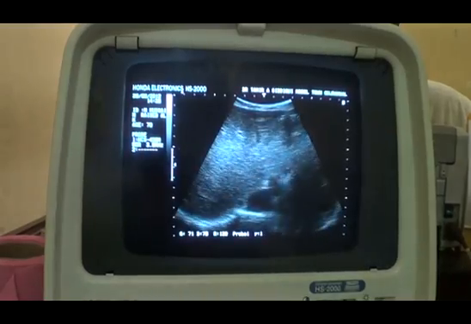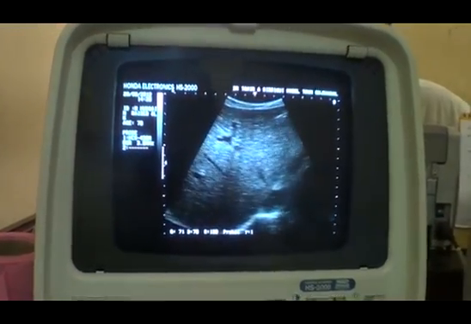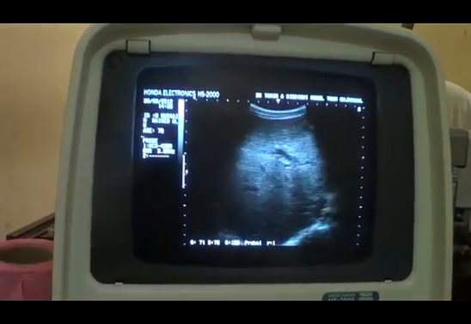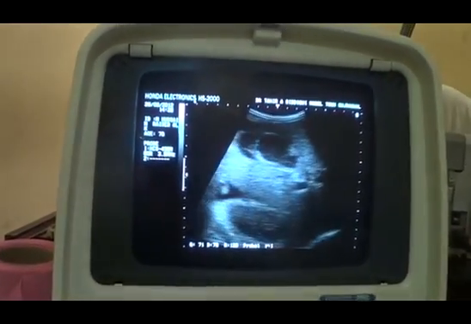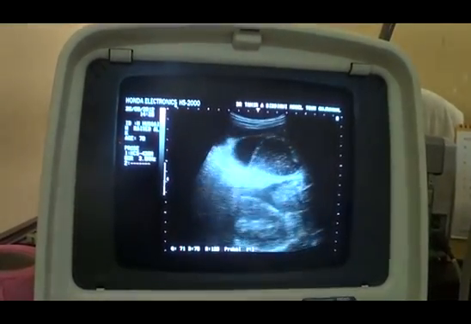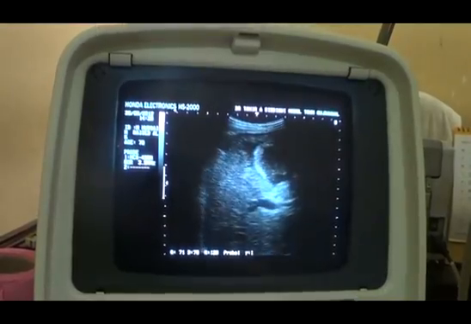This is the left lobe of the liver. In longitudinal, this is the left lobe; in transverse section you can see the hepatic veins as well. So far there is no evidence of any intrahepatic bile duct dilation.